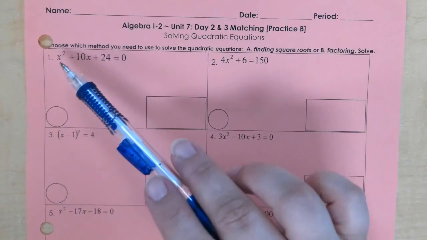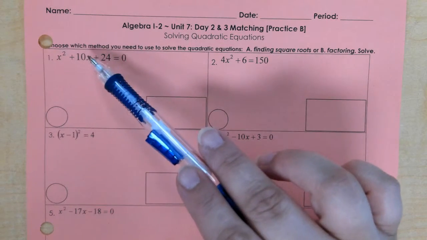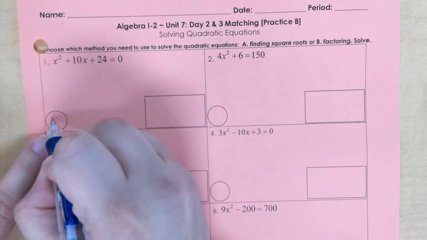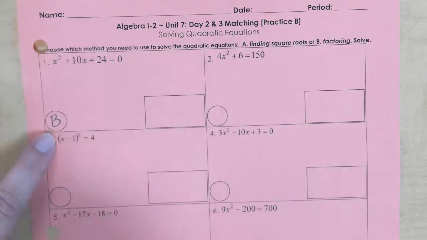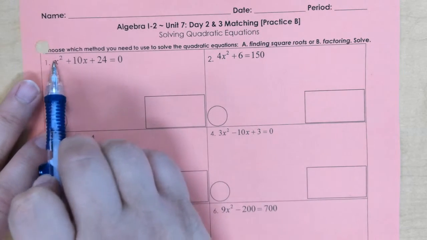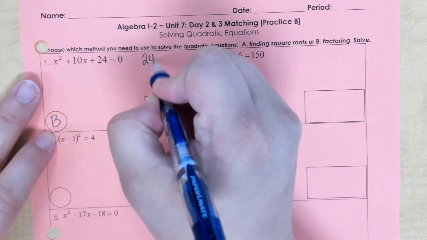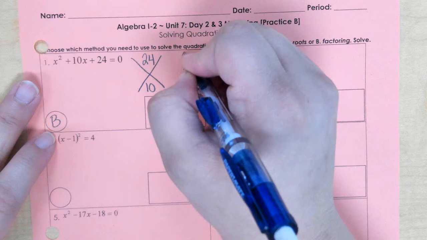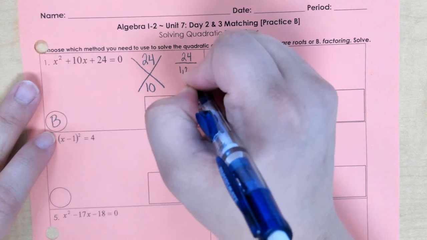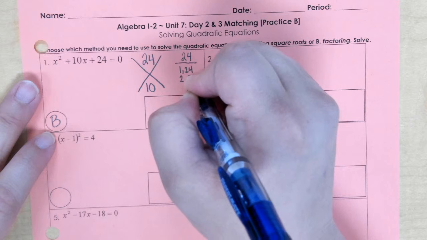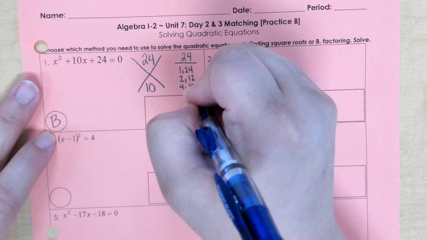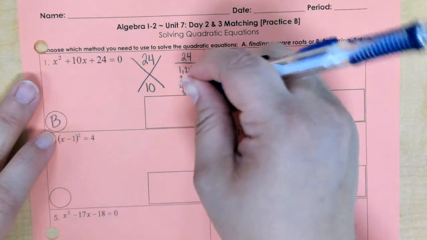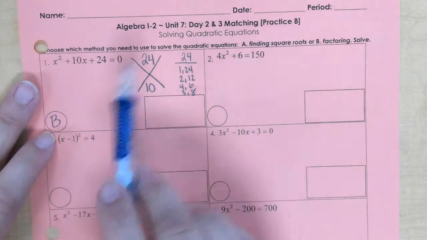So here we have, again, 3 terms with the 10x in the middle. It equals 0. This has to be factoring. So in the little circle, I'm putting B, factoring. Then I have to do 1 times 24 is 24, and I need to get to 10. So for 24, our factors are 1 and 24, 2 and 12, 4 and 6, and 3 and 8. Okay, we can see that we have to get to 10.